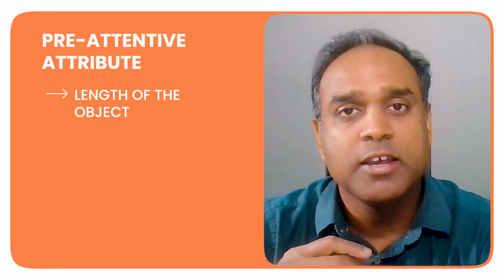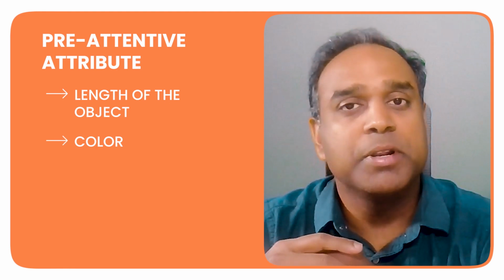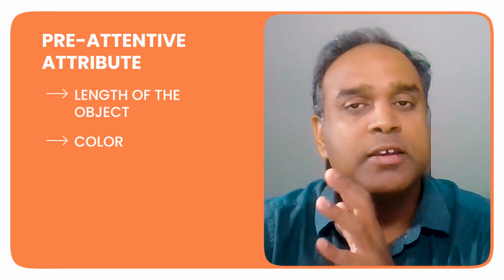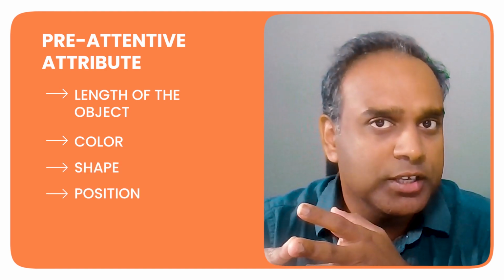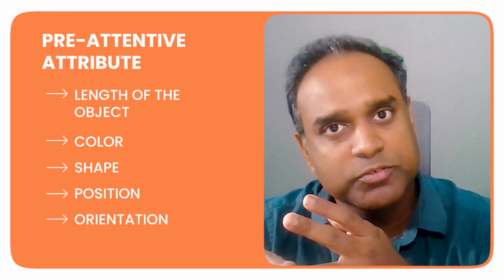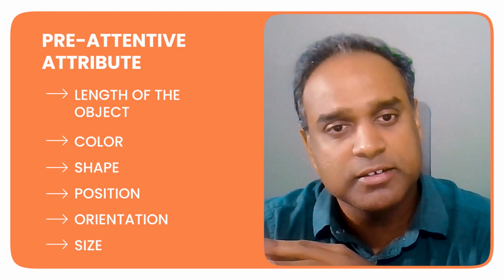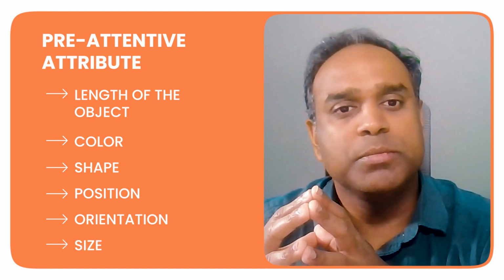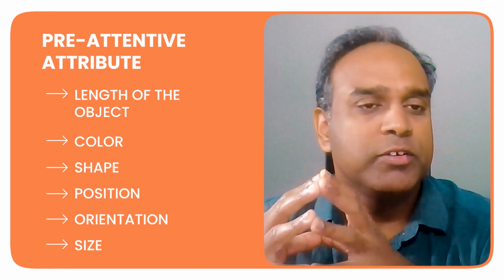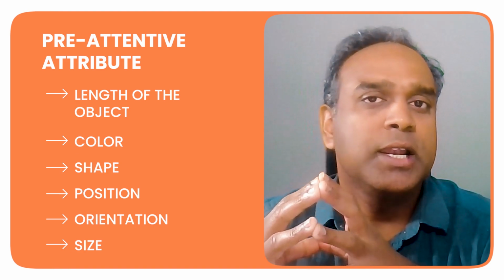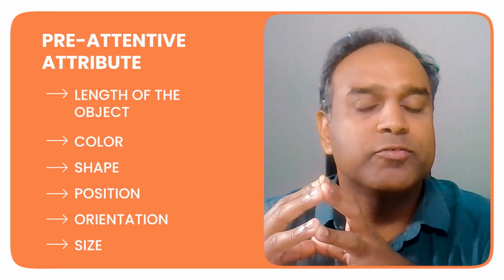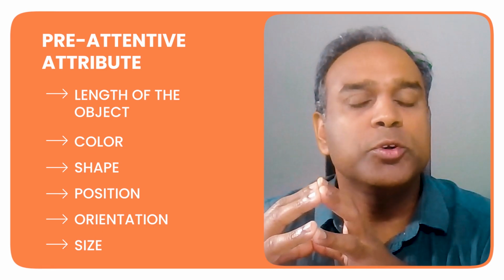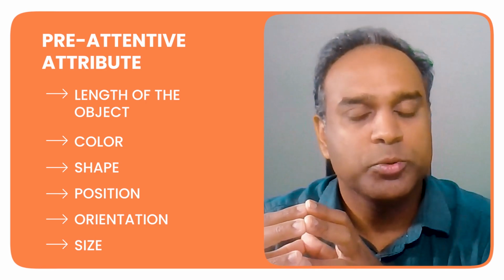There are many others. For example, the color. Some people are able to distinguish color faster. Some of the other attributes are shape of the object, positioning of the objects, orientation of the objects, size, color, and so on. So these attributes can be used when we present the data because it will help the audience of the visual understand the data faster and be able to take insights from the visual quickly.